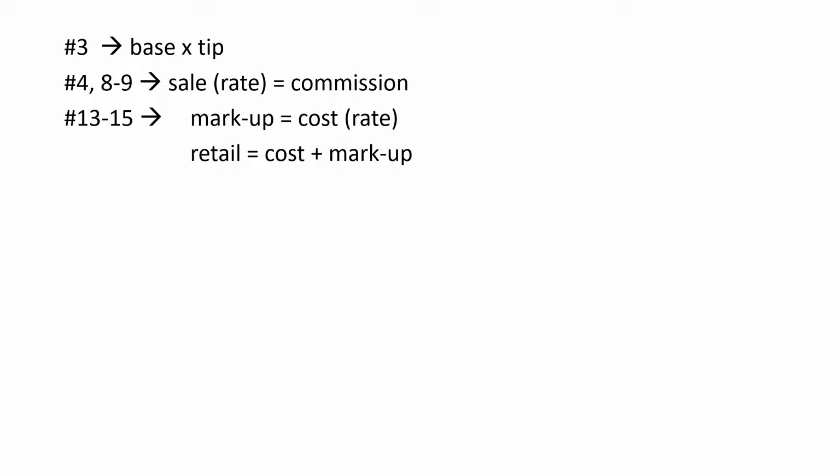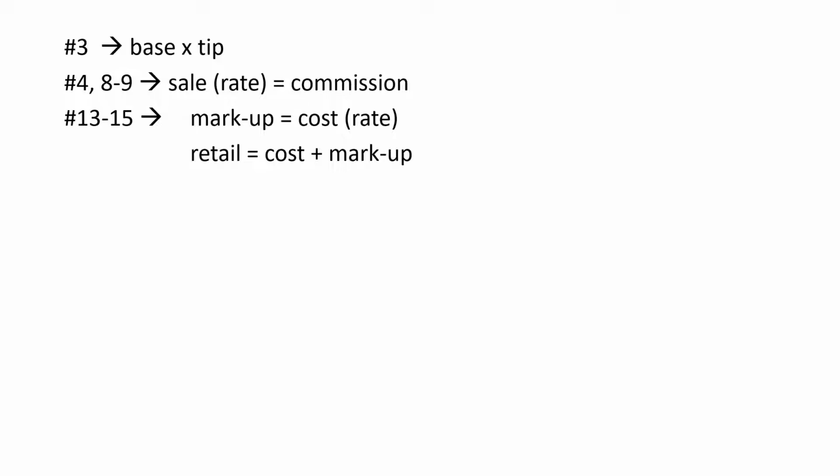So like, let's say you go out to eat at Olive Garden and you get a bill for $50 and you need to tip 12%. You're going to take that bill, $50, multiply it by the tip rate, and that's going to give you the amount that your tip should be. So that's what we're going to use on number 3.